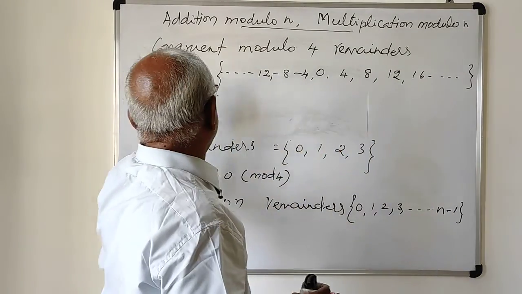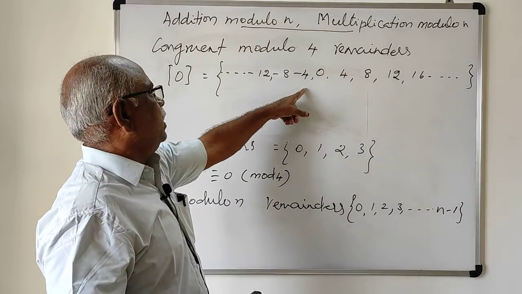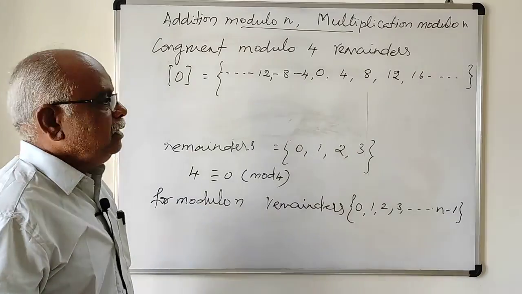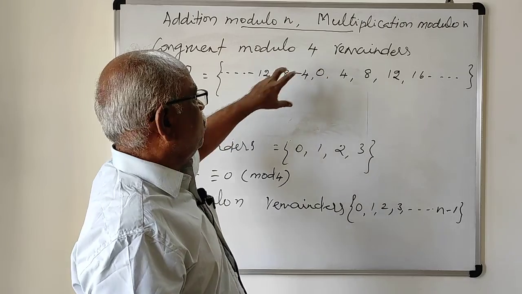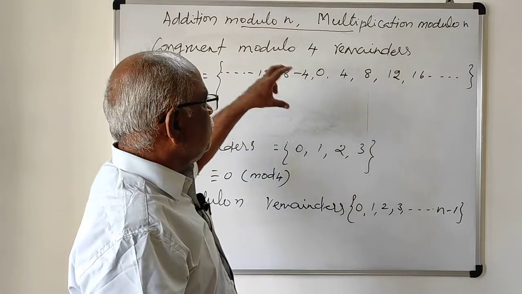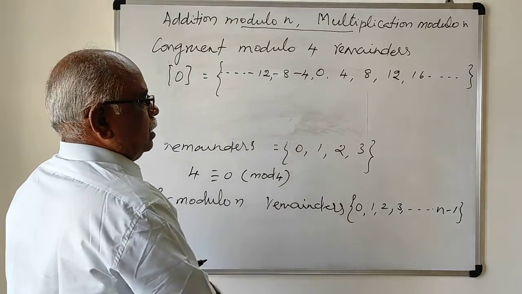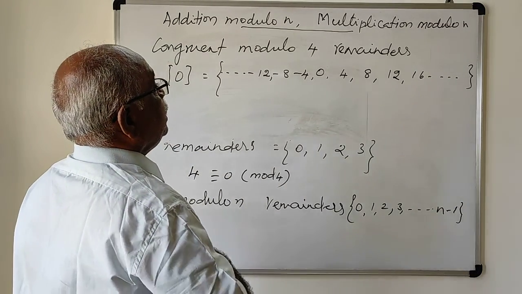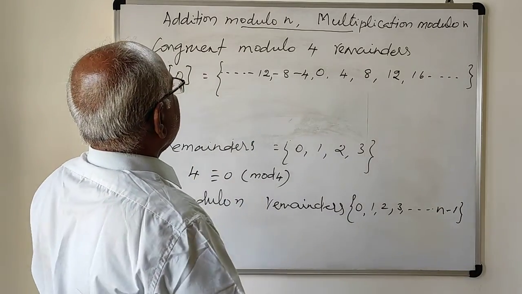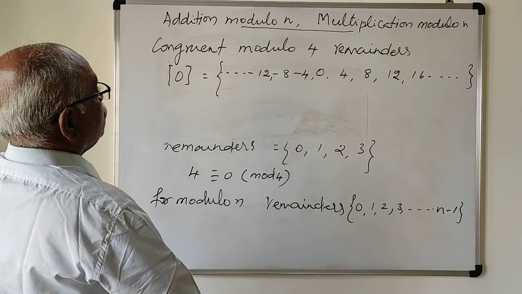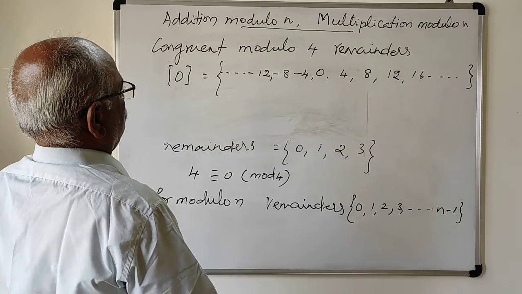16 modulo 4 is remainder 0. 4 modulo 4 is remainder 0. 8 modulo 4 is remainder 0. Minus 4 modulo 4 is remainder 0. Like that, every such number leaves the remainder 0 when we divide by 4. Therefore, all these numbers come under the congruent class 0. This notation is called congruent class 0.